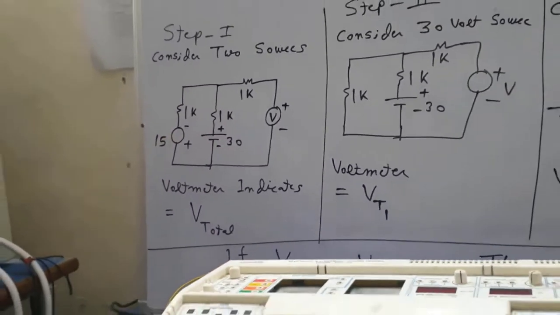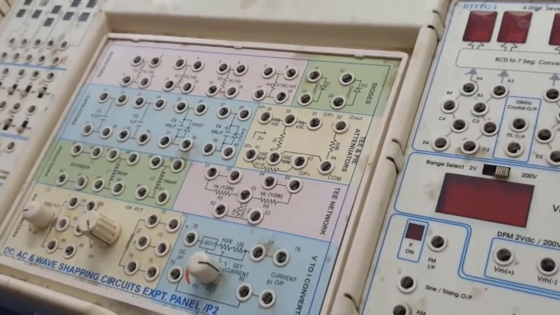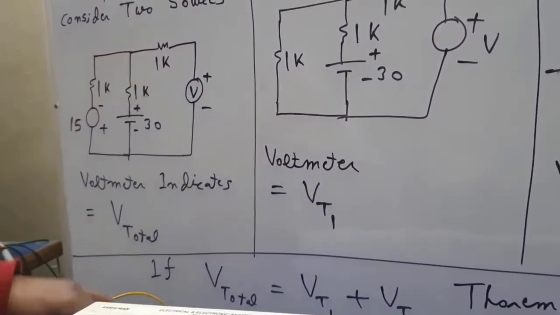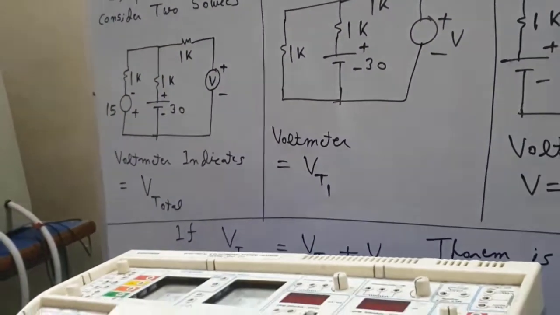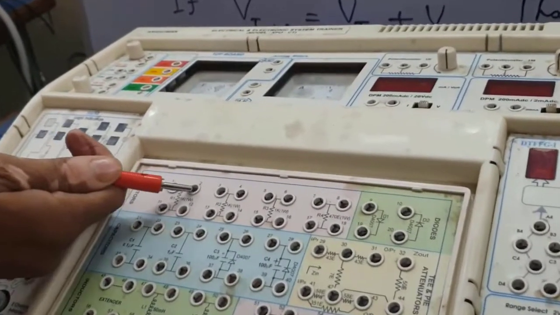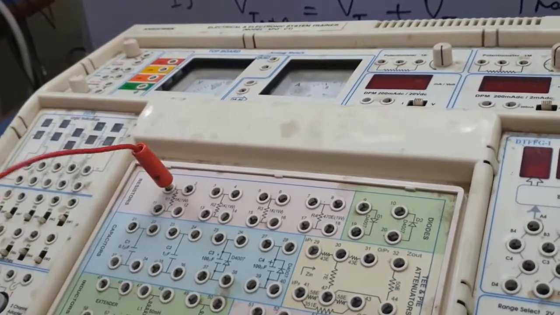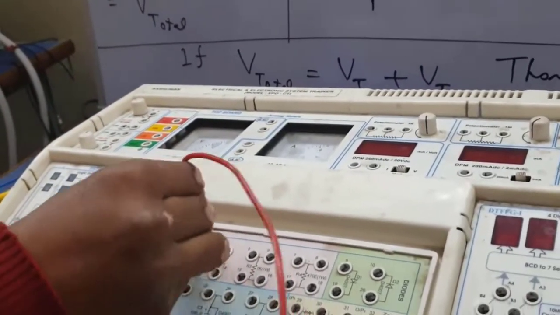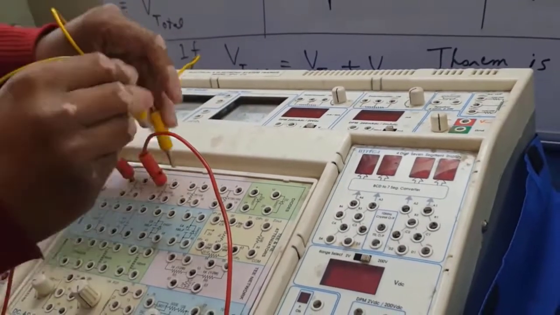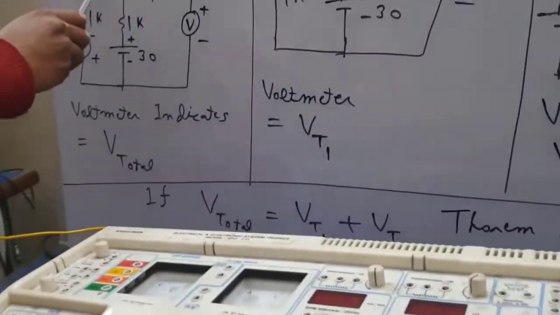In the step 1 circuit, the two sources, 50 volt and 30 volt, are connected. Observe the circuit carefully. These three 1K resistors have incoming points where a junction is created, so we take 3 wires. There are incoming terminals and outgoing terminals of each 1K. This 1K is connected to this 1K, and the third 1K is connected here. So this part is completed.